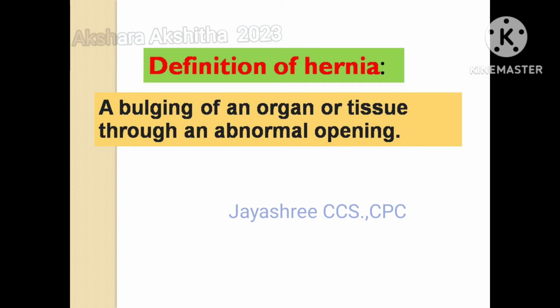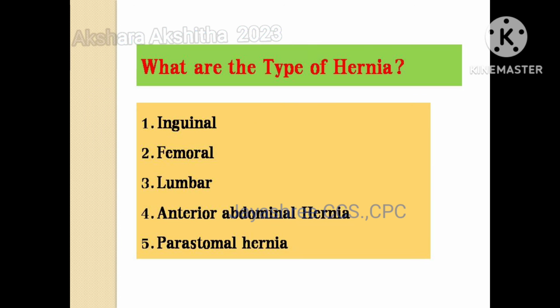Okay guys, let's start with the definition of hernia. A hernia is a bulging of organ or tissue through an abnormal opening. This is the definition of hernia. Okay, next, what are the types of hernia? Based on the type of hernia, we have the CPT codes list.